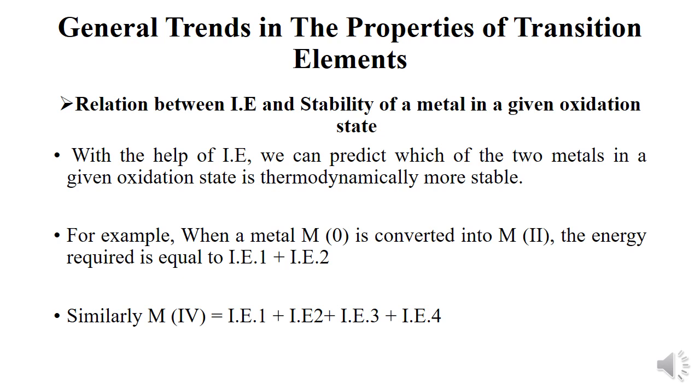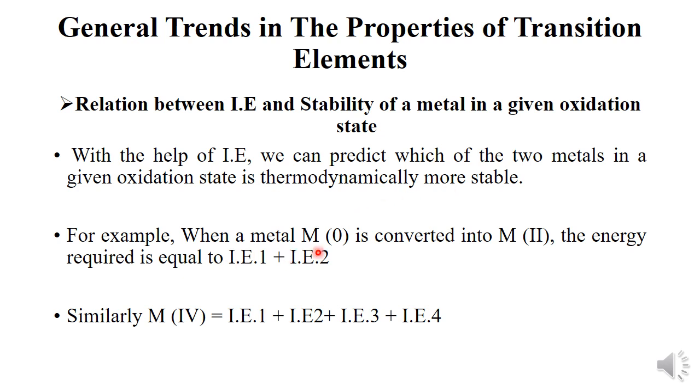So next is the relation between the ionization enthalpy and stability of a metal in a given oxidation state. With the help of ionization enthalpy, we can easily predict which of two metals in a given oxidation state is thermodynamically more stable. That is, on this basis we can tell, if we have any two different metals in the same oxidation state, which one is more stable.